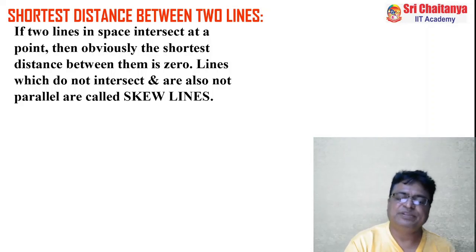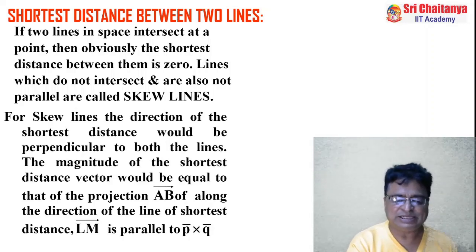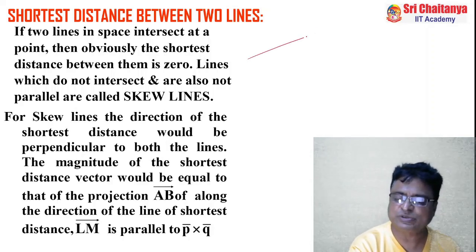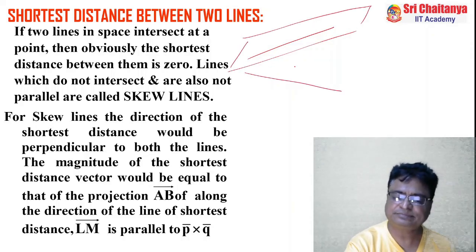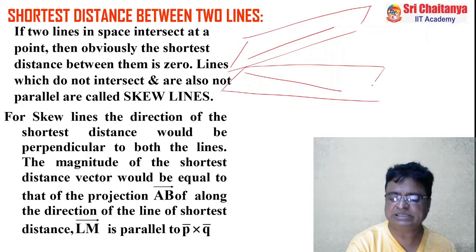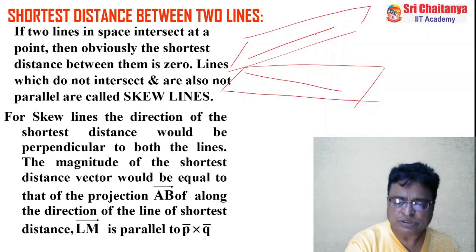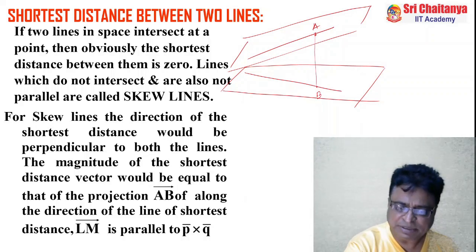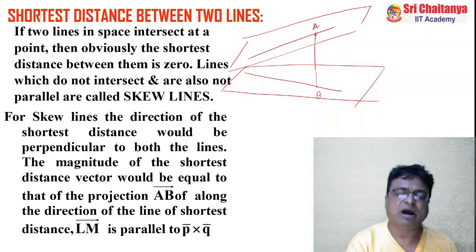Imagine, then, that the two lines lie on two different planes. So for skew lines, suppose this is one line and this is another line. This is on one plane. Imagine a plane like this, and imagine another plane like this. This is one line and this is another line. These two are not parallel. Suppose this is a point on this line and this is a point on this line. The minimum distance of these two lines is called what? The shortest distance. So here, how to define it?